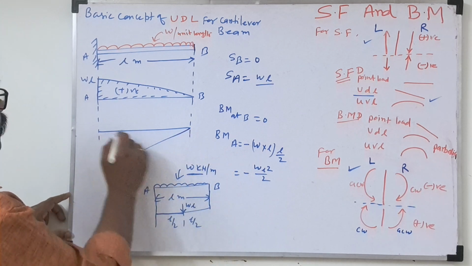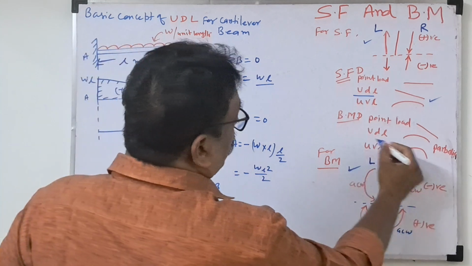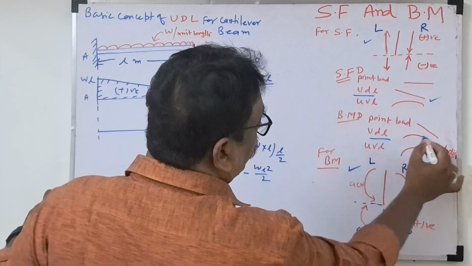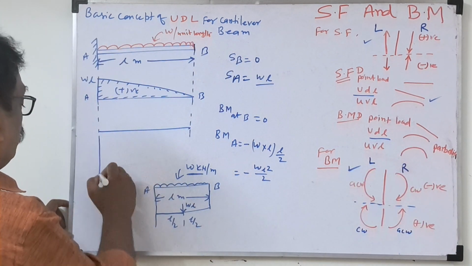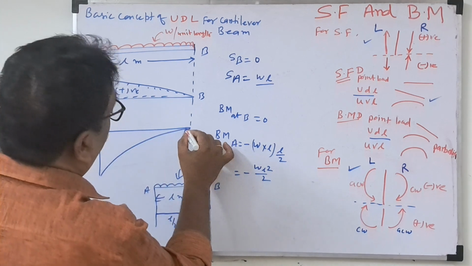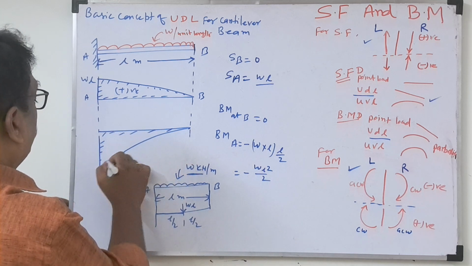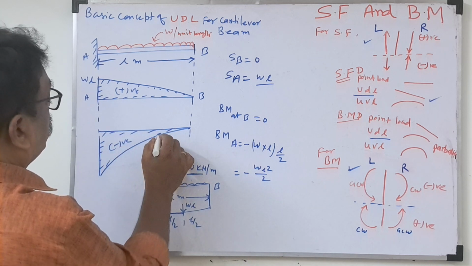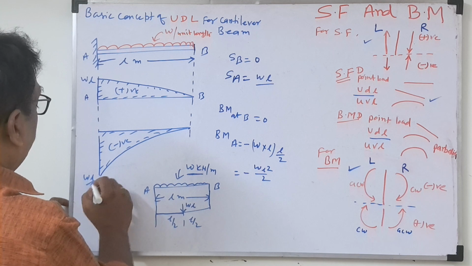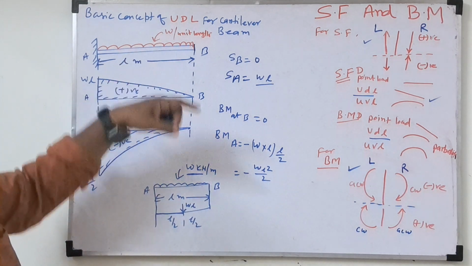The diagram will be a parabola, because the bending moment diagram for a UDL is a parabola. So how will we draw it? It will be a curved line. So this is the bending moment diagram for this UDL, with the value WL by 2. So this is the basic concept, and this way we can solve the question.